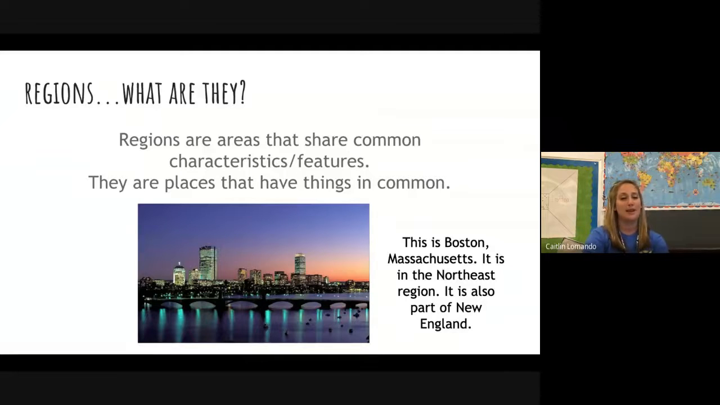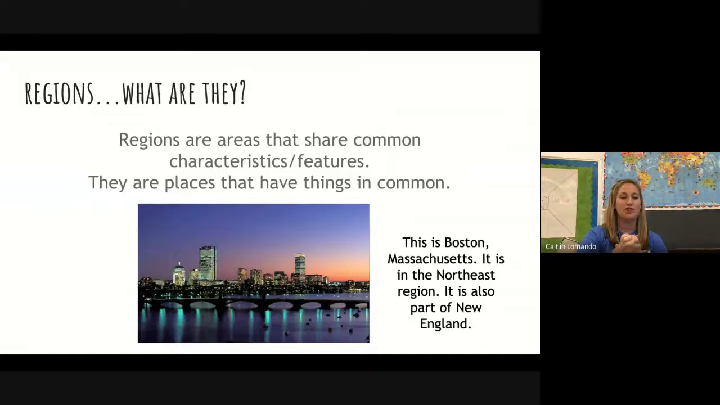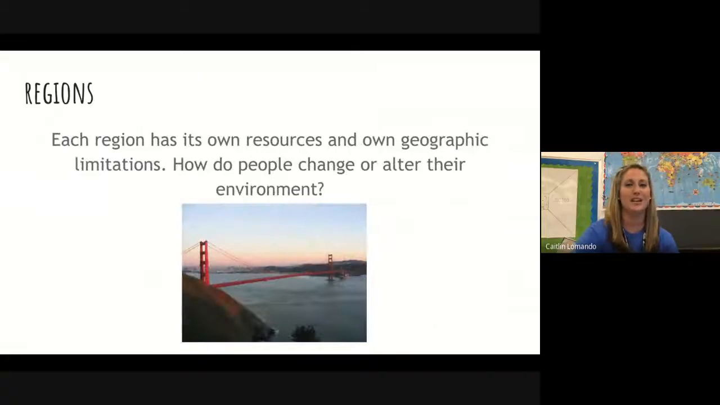So this is Boston, Massachusetts. It is in the Northeast region. It's also part of New England. So if we look here, we in New Hampshire also live in the Northeast or New England. So our characteristics, our features are similar. We have mountainous areas. We have forests. We have flatland, we have cities, we have rural areas. Each region has its own resources and own geographic limitations.